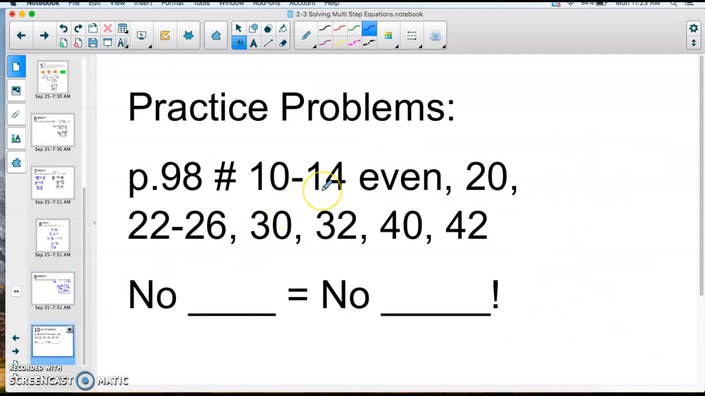All right, here's the practice problems for you. The more you practice, the better you get. Okay, I'm here to help you. Please ask questions. Please, please, please ask questions. I can't emphasize that enough. Always remember, no work equals no points. All right, that's 2.3.